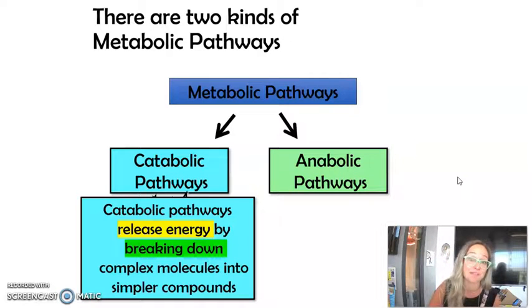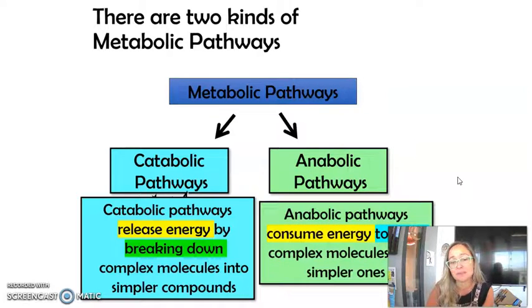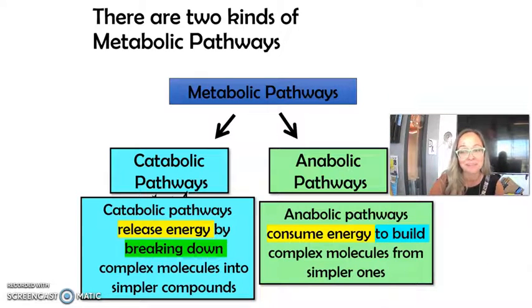Whereas an anabolic pathway is going to build. Here I have a polypeptide, but in actuality, photosynthesis is a wonderful example of an anabolic pathway. This is going to consume energy to build complex molecules. So in photosynthesis, we're consuming energy, taking in energy from the sun, converting it into ATP and NADPH, and then we're going to build carbon dioxide into organic molecules. So it's an anabolic pathway that requires energy to build.